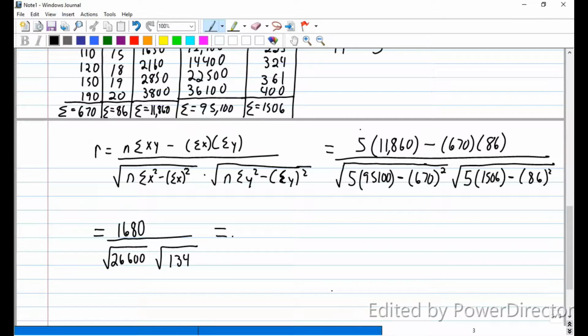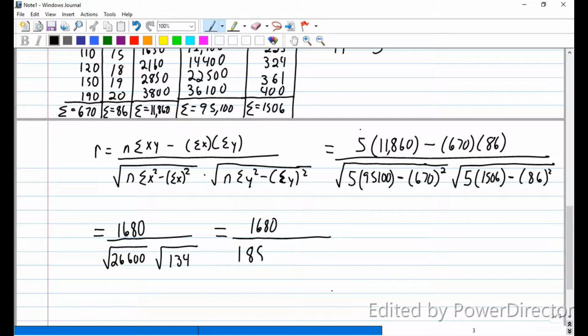Alright, so now what I would probably do is work out the denominator, and you're going to get a decimal, but I would carry that decimal out about 5 or 6 places when you work out the square root of 2660 times the square root of 134. Or 26,600. So the square root of that times the square root of 134.